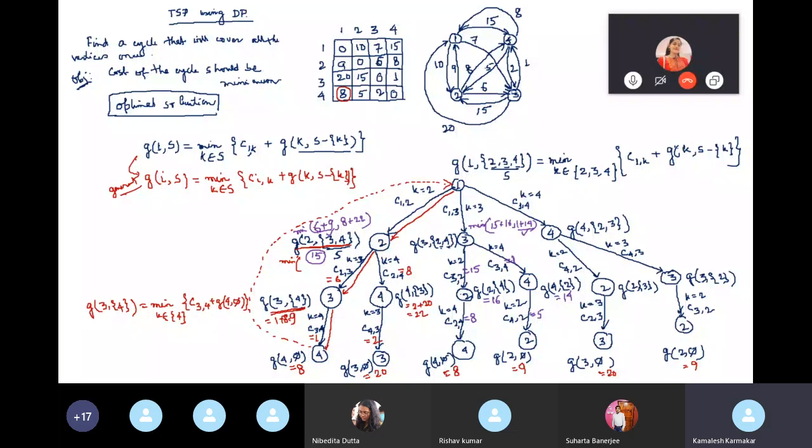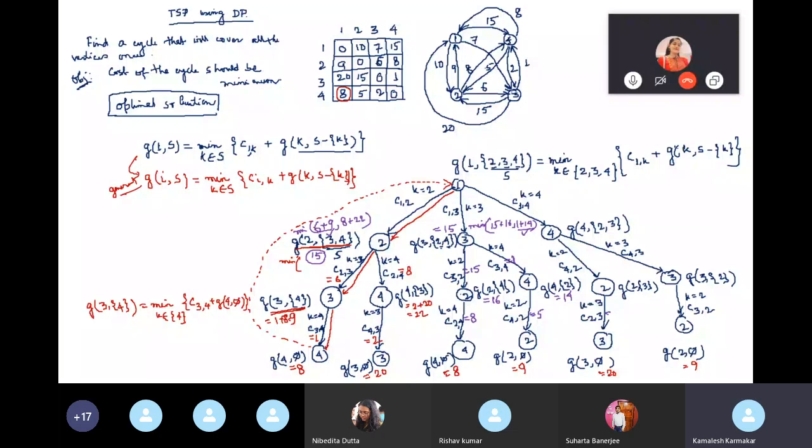C42, this value is 5. And C43, this value is 2. Okay. Then what will be the cost of this? Minimum over 5 plus 26 for this path, and in another path, 2 plus 24. So here, the minimum value is this one, 26. Okay.